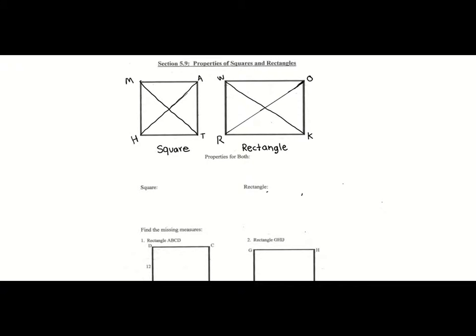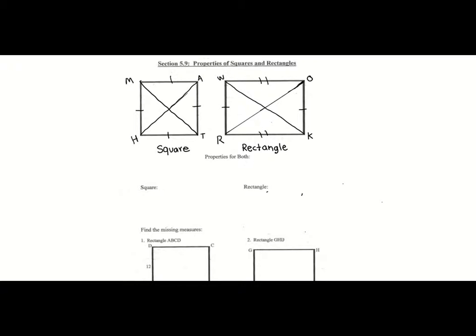In section 5.9, we are going to look at the different properties between squares and rectangles. So starting off with a square, we know that the four sides of our square are all congruent. So that is a property of only a square because a rectangle has two sides that are congruent.